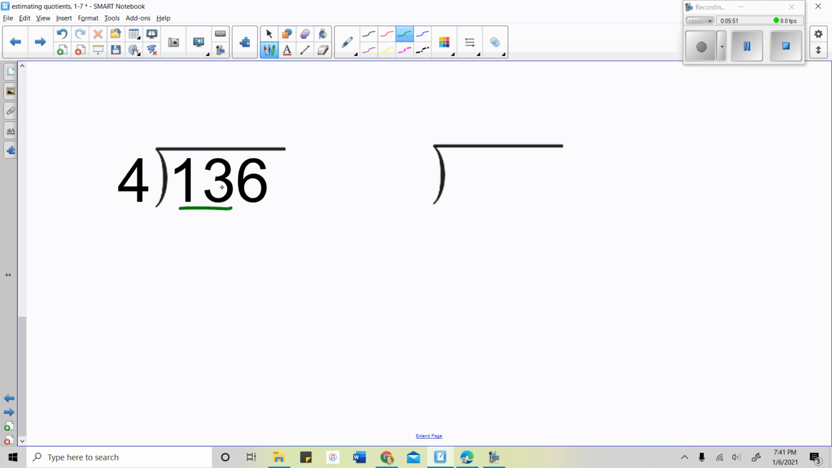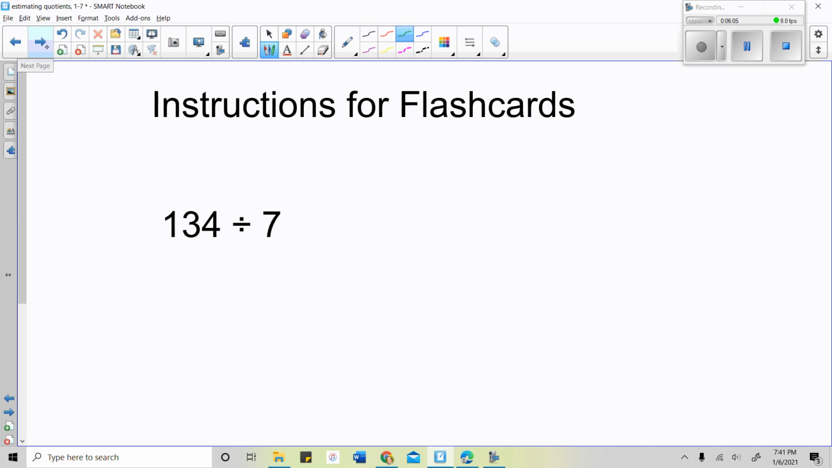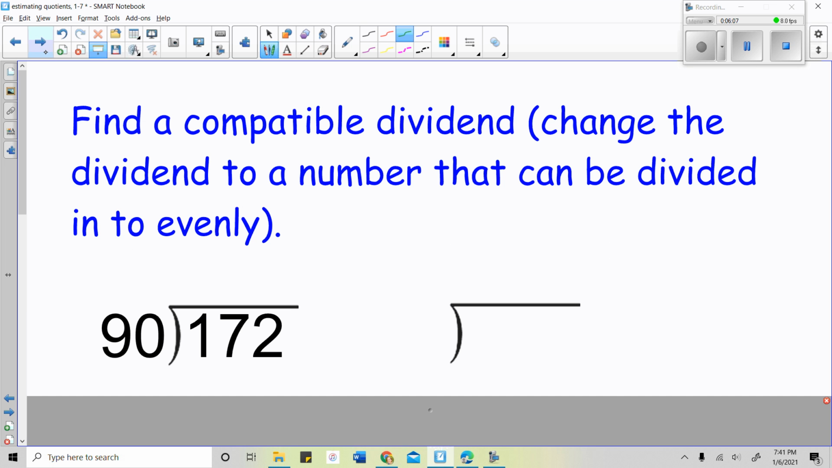Okay, next one. Now underline the 13, pause the video. Okay, so the closest thing to 13 would be 12, and then you put a 0, so the 4 will go in there 30 times. Okay, so we're going to skip ahead a little bit.